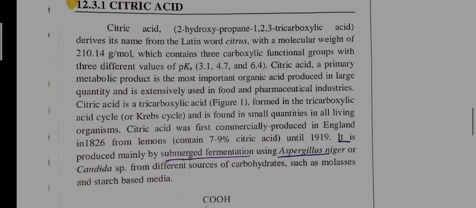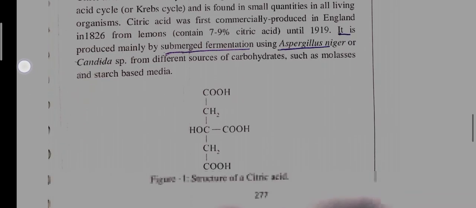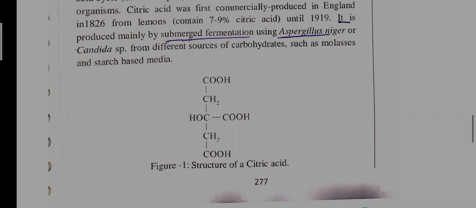Citric acid is a tricarboxylic acid formed in the tricarboxylic acid cycle or Krebs cycle and is found in small quantities in all living organisms. Citric acid was first commercially produced in England in 1826 from lemons, which contain 7 to 9% citric acid, until 1990. It is produced mainly by submerged fermentation using Aspergillus niger or Candida from different sources of carbohydrates such as molasses and starch based media. This is the structure of citric acid. Structure of citric acid contains 1 hydroxyl group and 3 carboxylic groups.